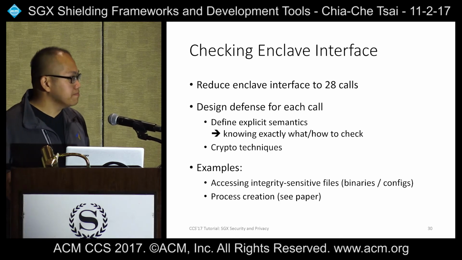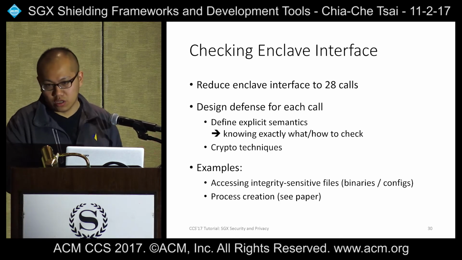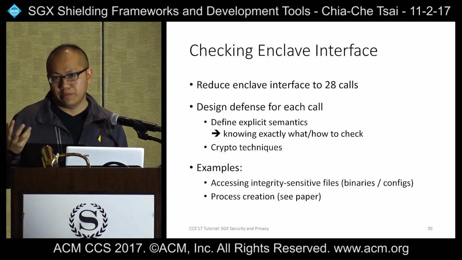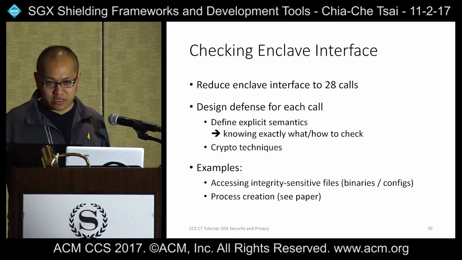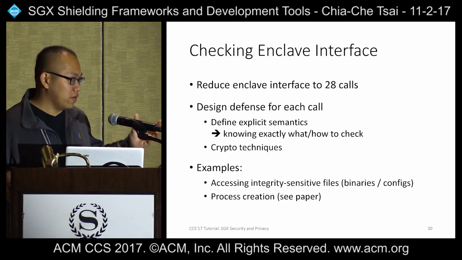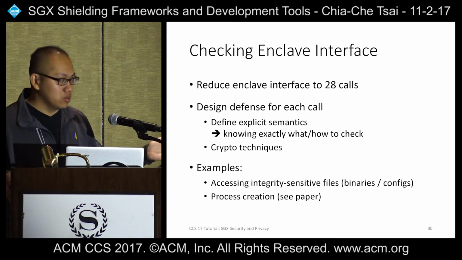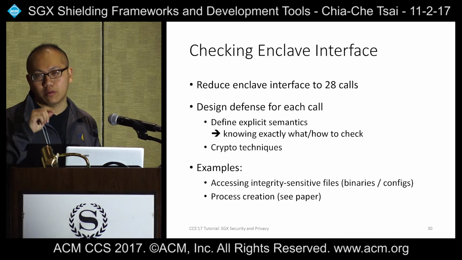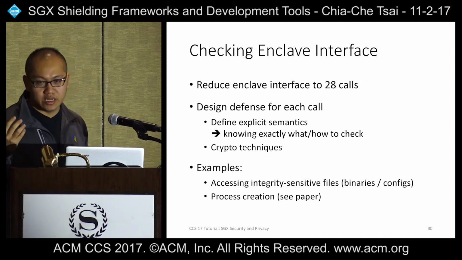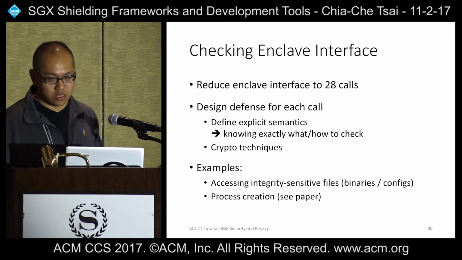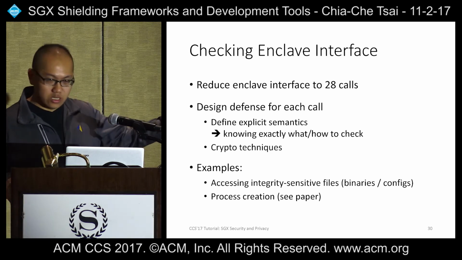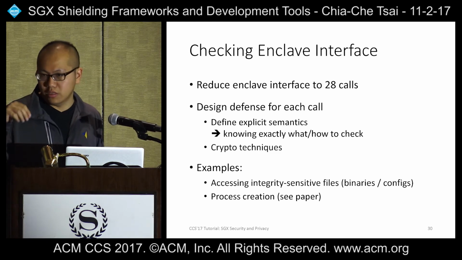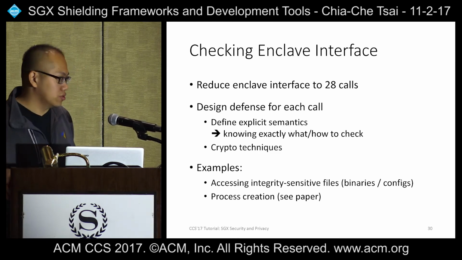Second, we also build defenses for each call, and there are a few insights on how to do it. First, you can define your API in whatever way is secure. In this case, we believe if you have explicit semantics, it's likely to be more secure. That means you know exactly what kind of input you want to check against the untrusted operating system. So you can redefine your interfaces in a way that's easy to check. And then finally, there are crypto techniques, including encryption and authentication, that you can use to do these things.